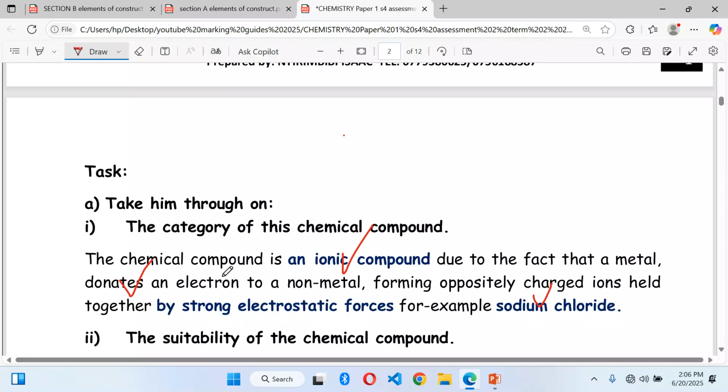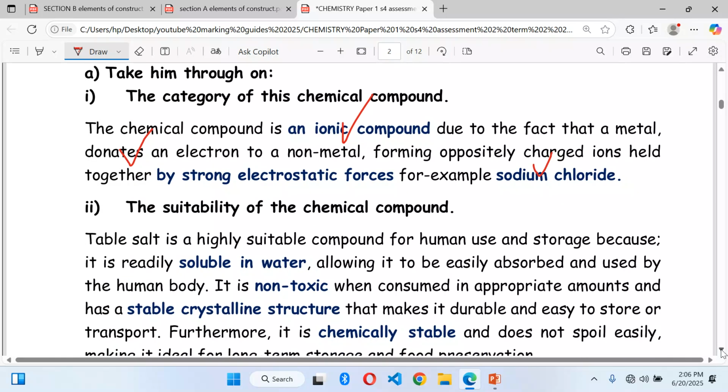Number 2, take him through on the suitability of the chemical compound. Now, we said when we talk about suitability, they want us to talk about the properties. What properties does this substance have that make it suitable to perform its function? You have seen that we are saying that this substance is essential. It is essential for human life. And now people want to know what is it that it has. So we want to look at the properties of sodium chloride that make it suitable to perform its work. And that is what they are meaning here when they say suitability of the chemical compound.